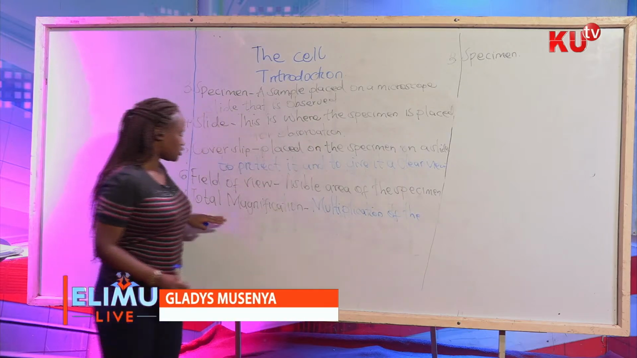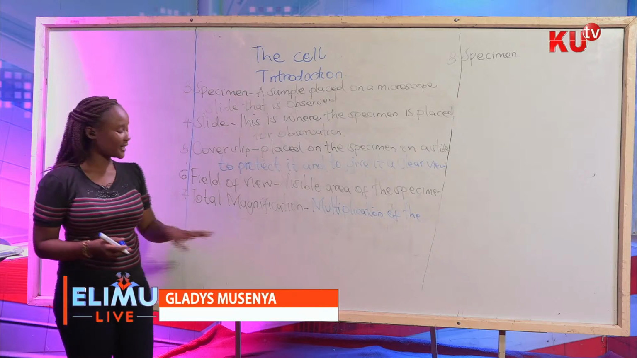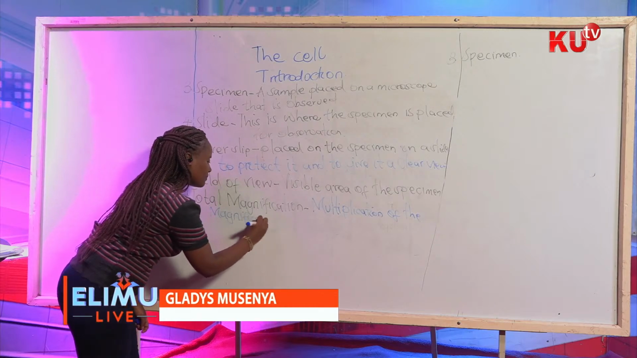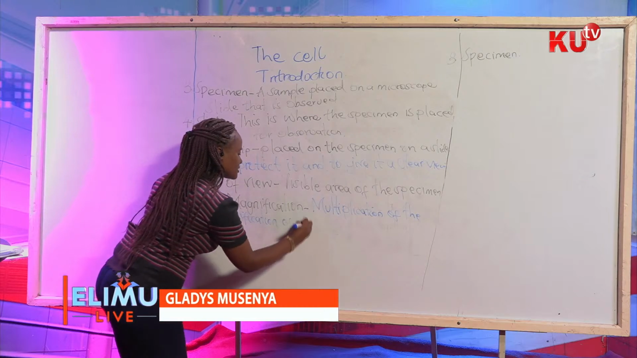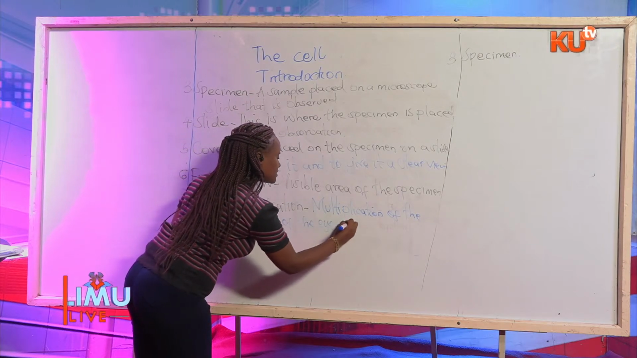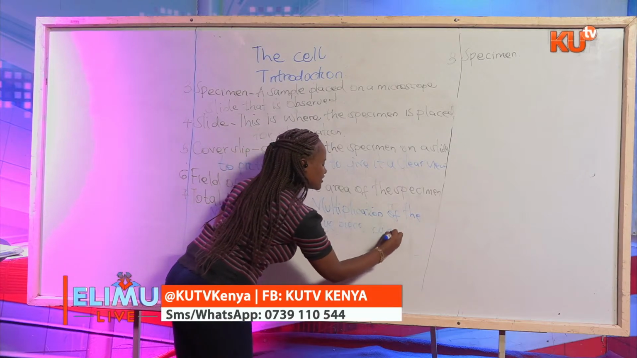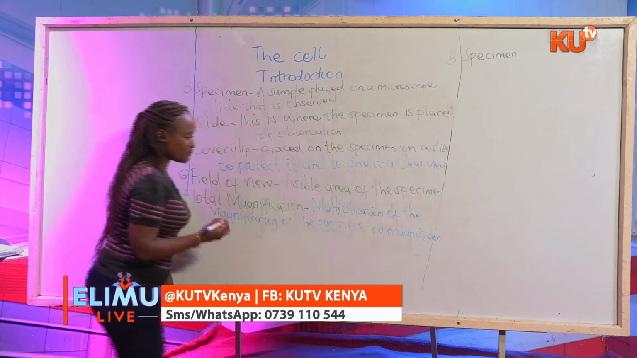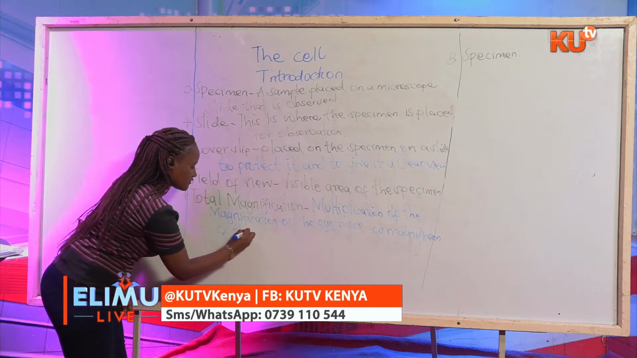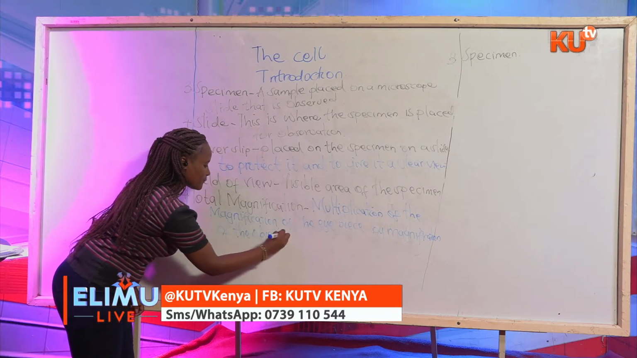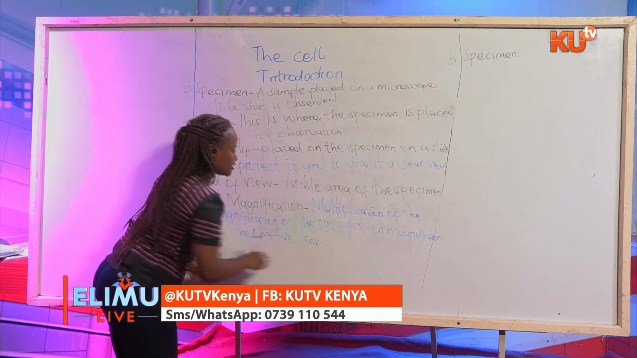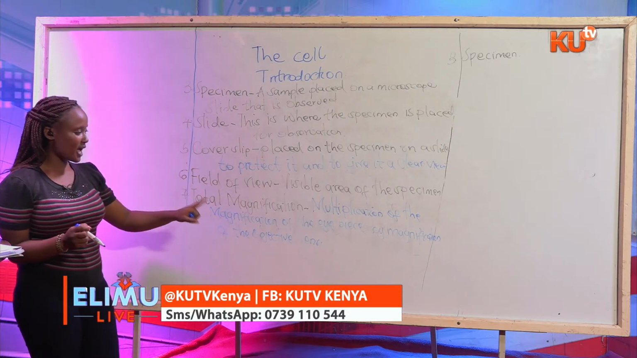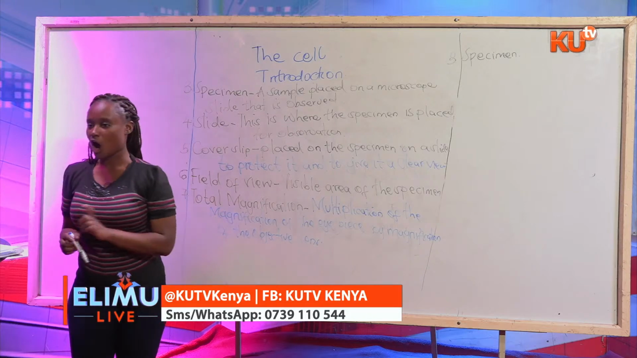So total magnification is the multiplication of the magnification of the eyepiece by the magnification of the objective lens.